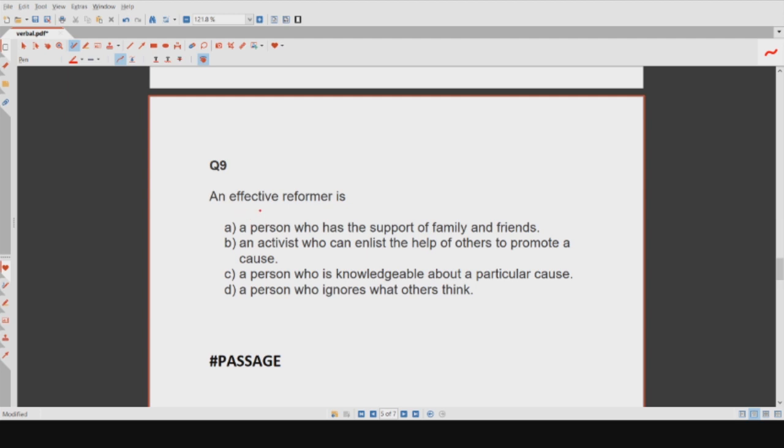Question 9. An effective reformer is a person who has the support of family and friends? No. An activist who can enlist the help of others to promote a cause? Yes, it makes sense. Let's see other options. A person who is knowledgeable about a particular cause. Option D, a person who ignores what others think. The correct answer for this is option B, an activist who can enlist the help of others to promote a cause.